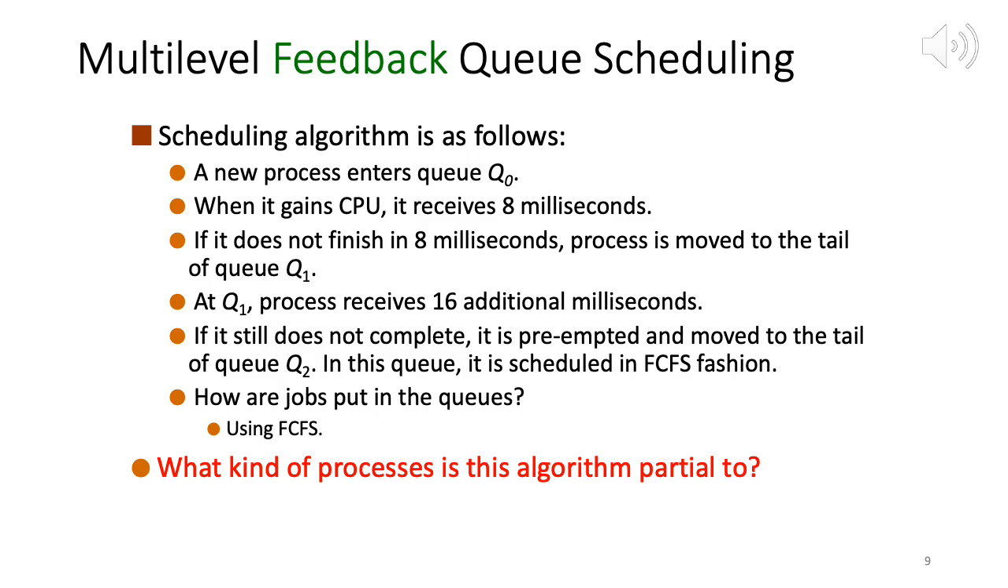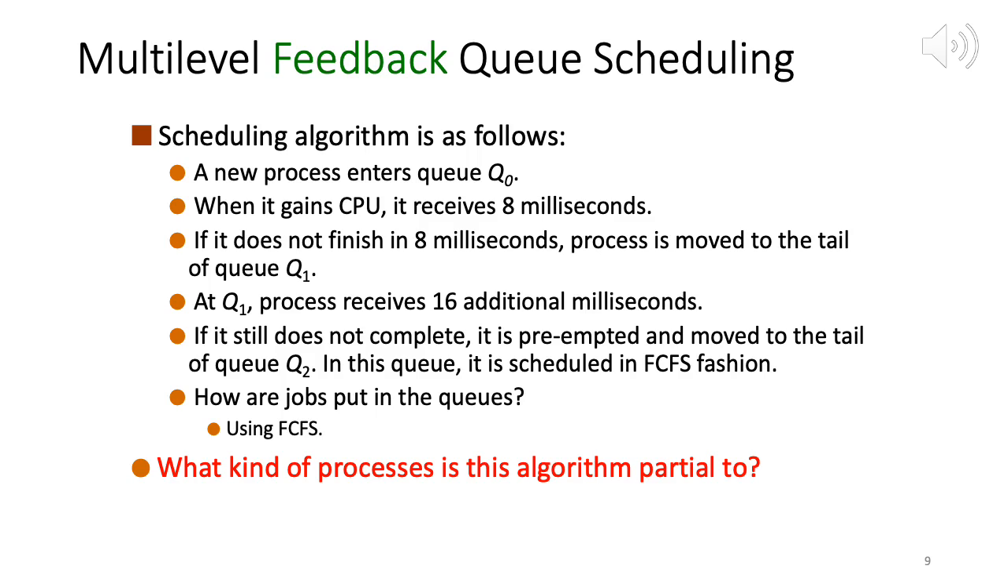Okay. So now the question is, what kind of processes is this algorithm partial to? We know how the algorithm works. Now we ask ourselves, what kind of processes does it prefer? Let's talk in terms of CPU bound and IO bound. Will this algorithm prefer CPU bound processes or IO bound processes? Generally it will prefer IO bound, right? Because what is the defining characteristic of an IO bound process? It uses very little CPU.